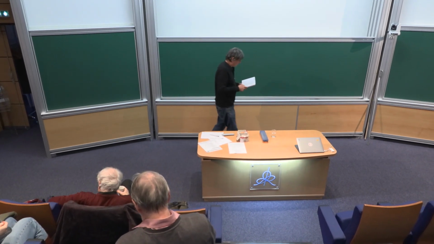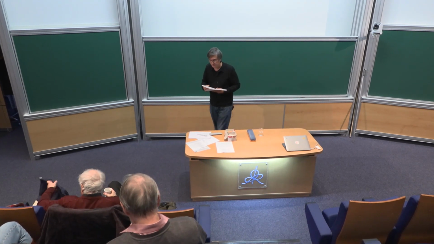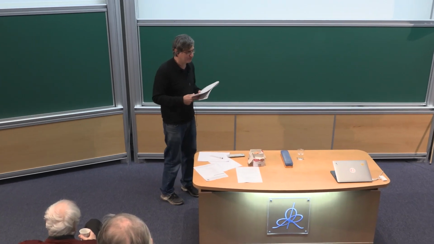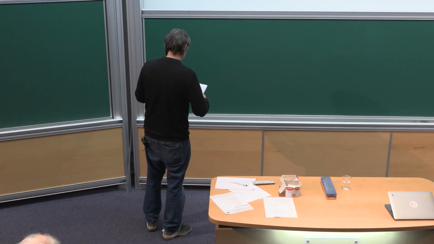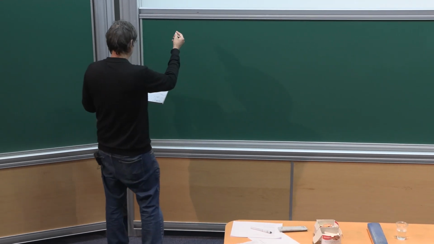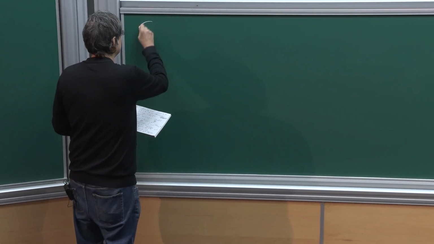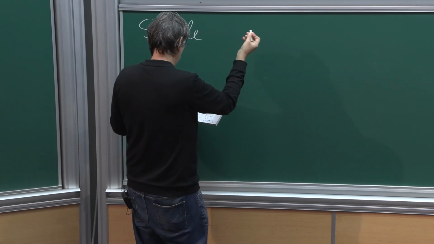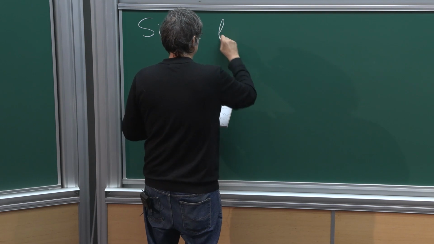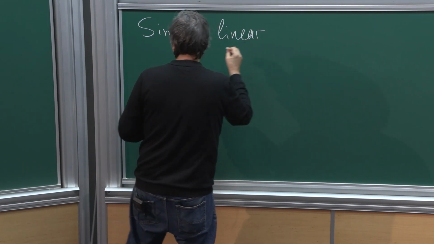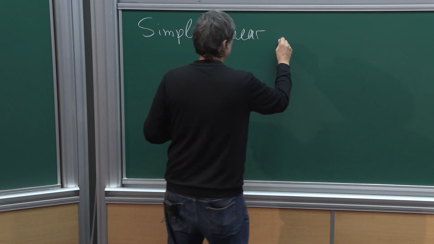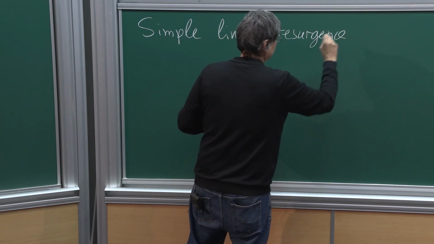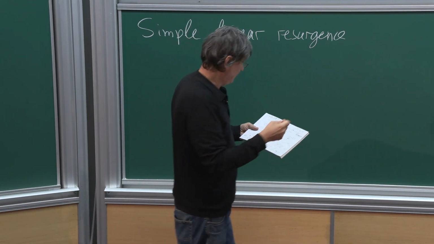So I will speak about resurgence and what I recently understood about it. It will be really new, very simple examples which are not in textbooks. So I'll start with some definition. Simple, kind of linear resurgence package. It's a way to formulate some class of resurgent functions by Écalle.